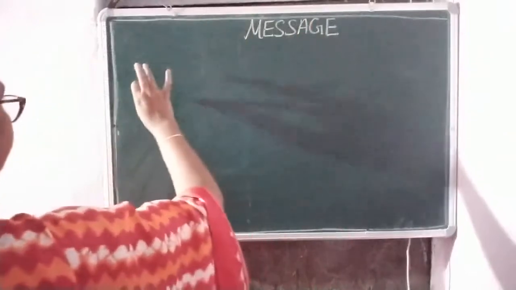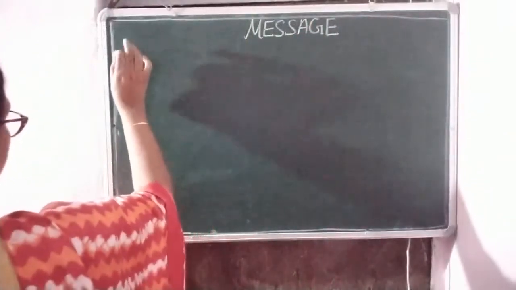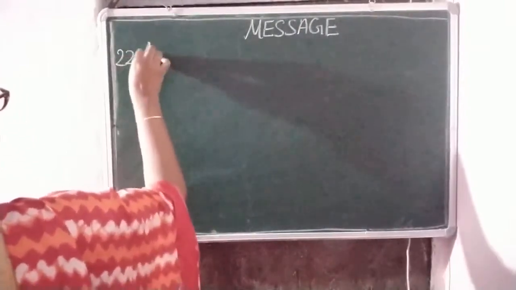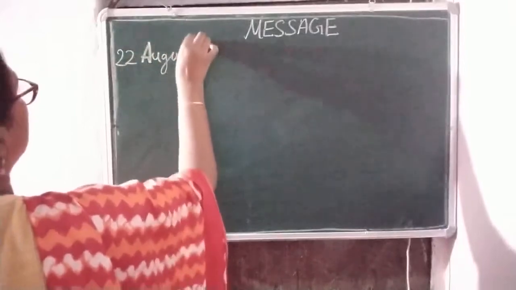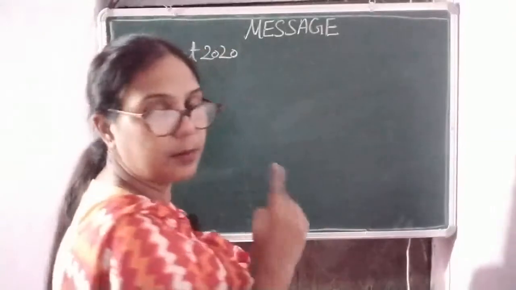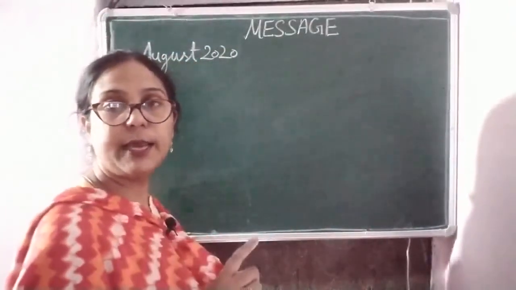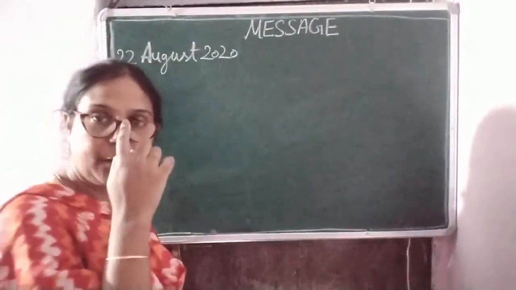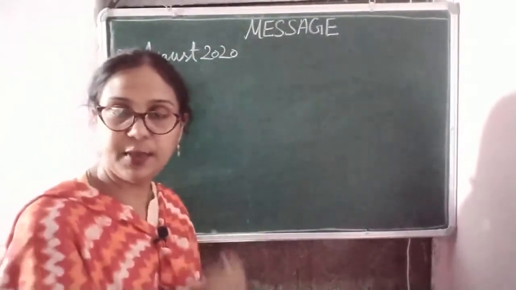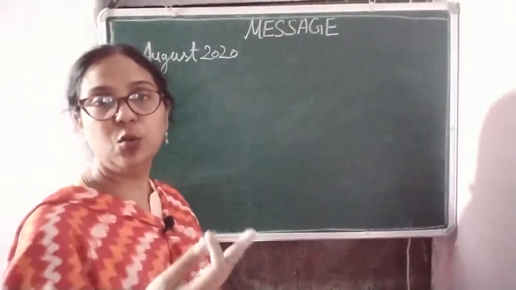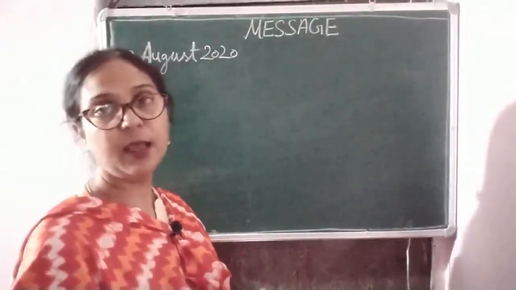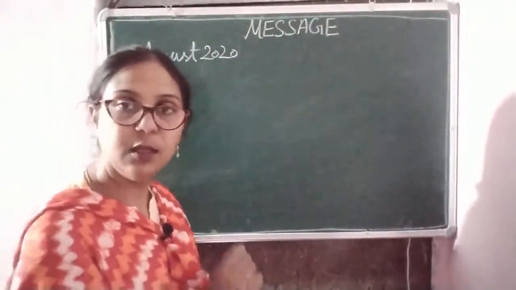And then the date. Today is 22nd August 2020. The time must be there, because the time makes it easy for that person, your father, to understand at which time you wrote this message, because two or three minutes before you got that message from Mr. Mohan. That is why it is very important to write down the time.